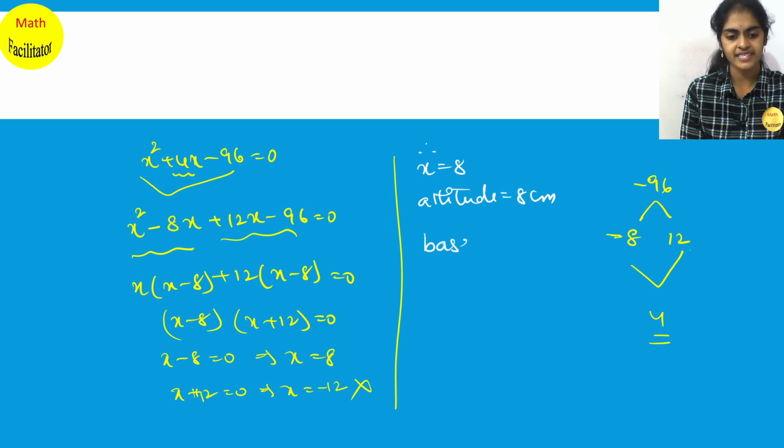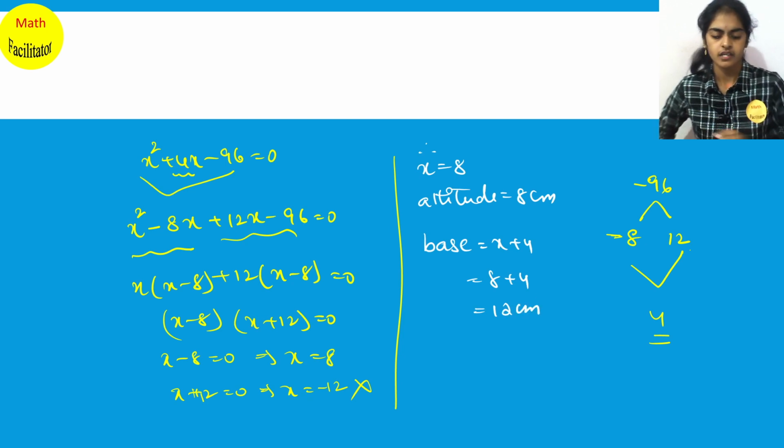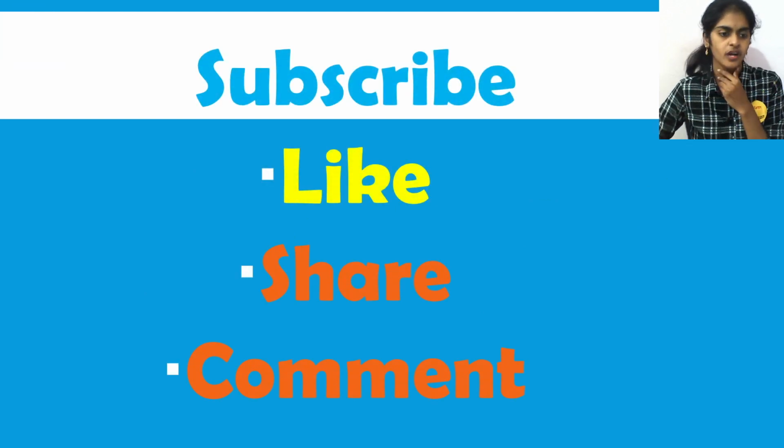So what is the base then? Base is x plus 4. Altitude is 8, so 8 plus 4 will give you 12. So base is 12 centimeter. Altitude is 8 centimeter. So I hope you have understood all these questions, and there are the last 3 questions left which I'll be discussing in the next class.